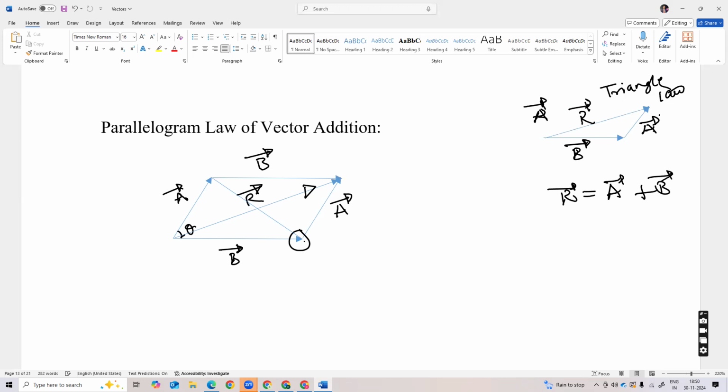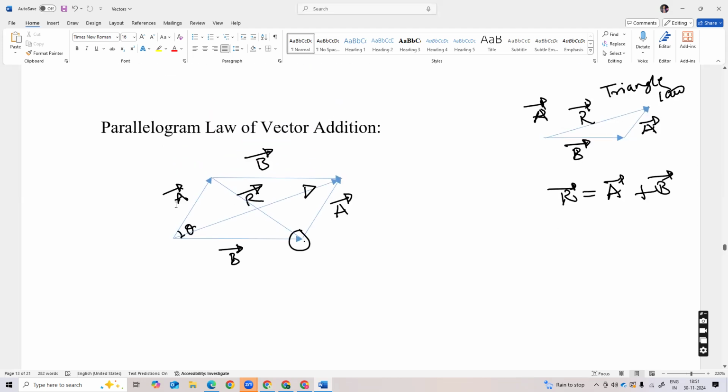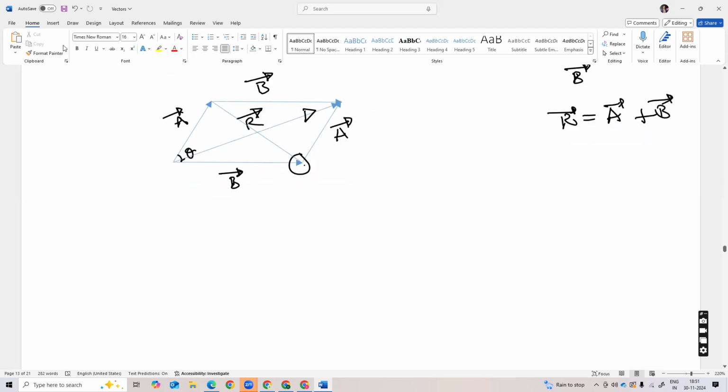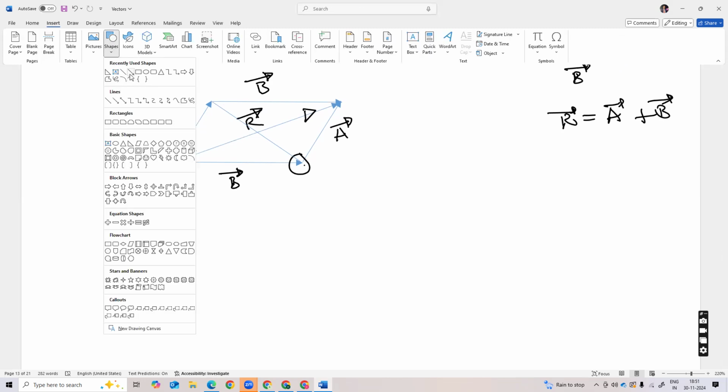In this case also R is A plus B only, but here we will use this parallelogram law to find out the magnitudes. So let's say first of all we got this parallelogram. Now I will make a bigger drawing so that it will be easier to grasp.